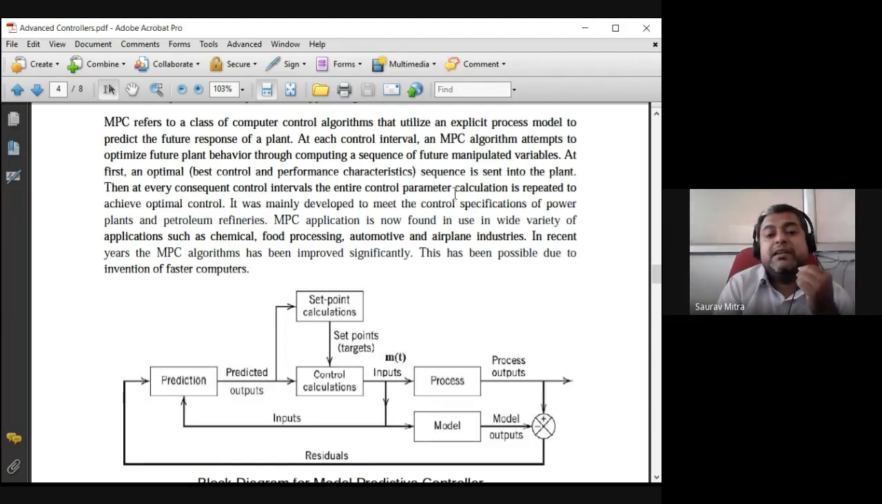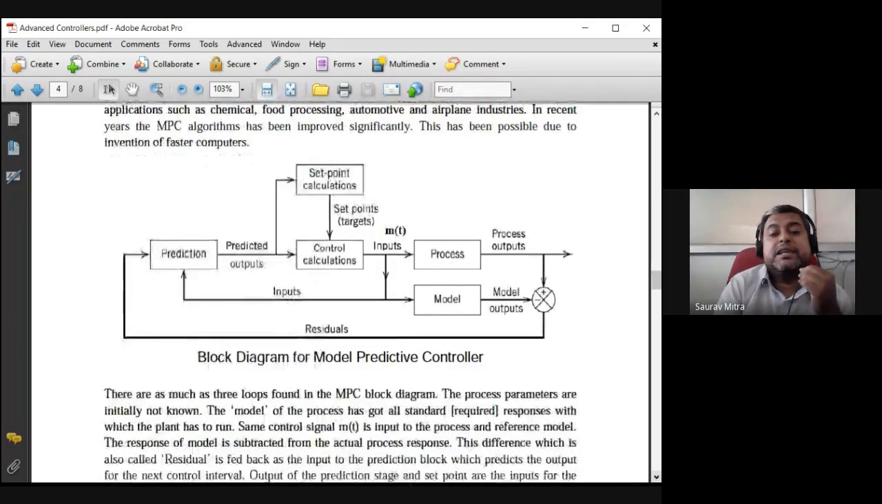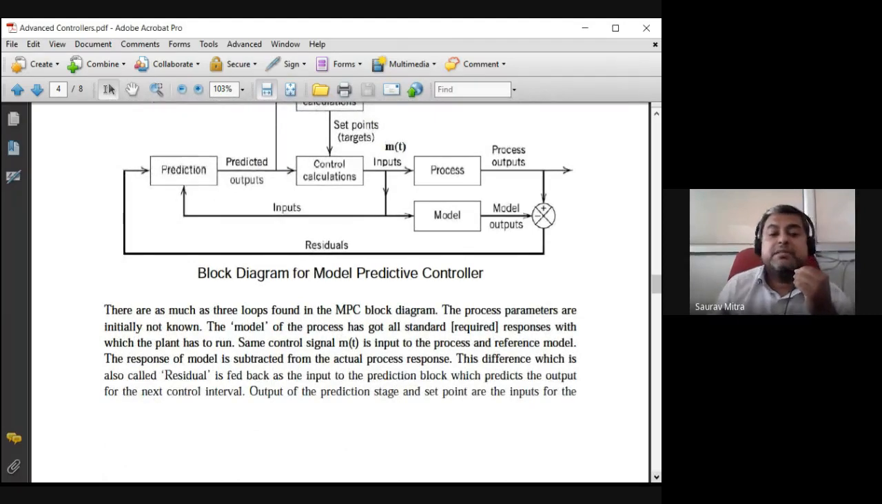It was mainly developed to meet the control specifications of power plants and petroleum refineries. MPC is now found widely in use in a variety of applications such as chemical, food processing, automotive, aeroplane, etc. In recent years, the MPC algorithm has been improved significantly. This has been possible due to the invention of faster computers. So obviously, like other controllers also, the inclusion of computers has made the process better.